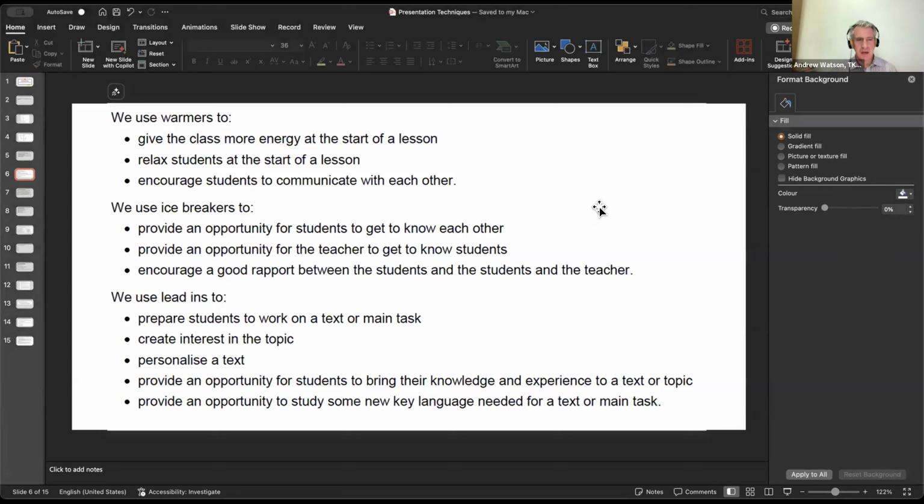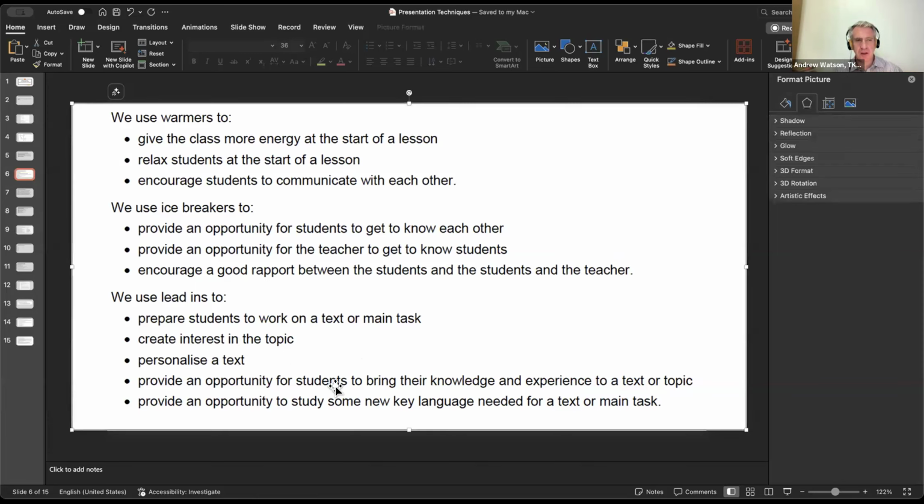Lead-ins, preparing students to work on a text or a main task, right? So that might be to get them to think of words related to a topic that's going to appear in a text. So, for example, if you're going to give a text about small cars, you might want to show a couple of pictures of cars and how much they cost and what their range is and their top speed.